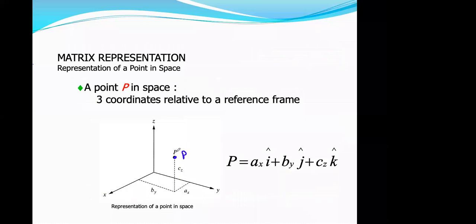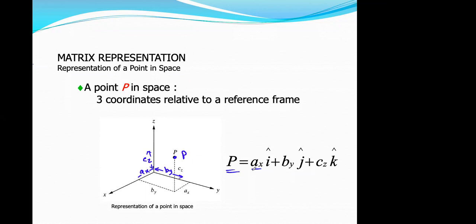ये point P है, the 3 coordinates relative. So you will see this is the ax in the X direction, Y की direction में by है, और Z की directions में कितना है, what is the Z direction is the cz. So ये वाला aspect आपका ax है, ये वाला एस्पेक्ट आपका by है, and this aspect in the height direction is the cz. So the robot position in the space can be written as P.